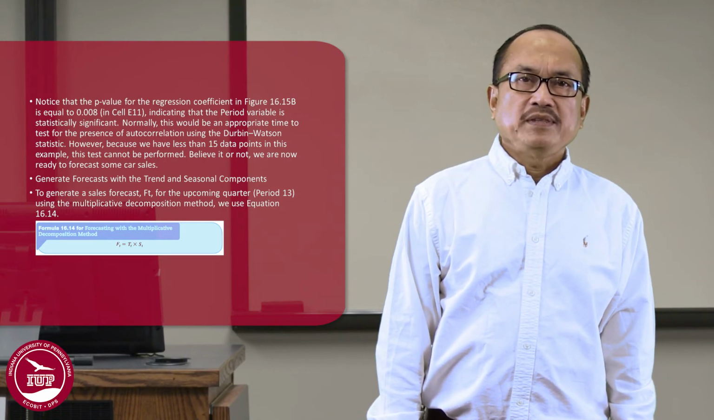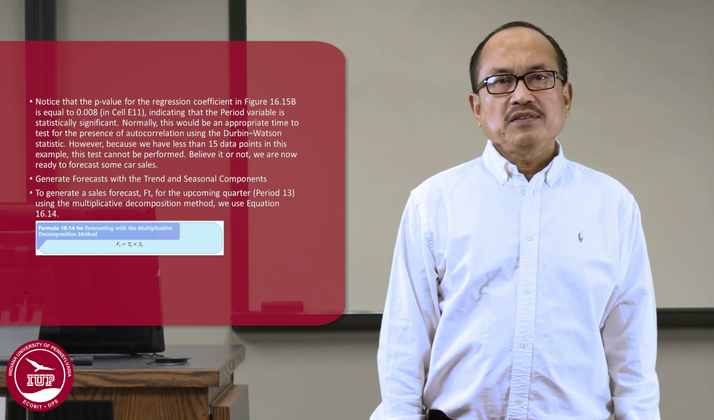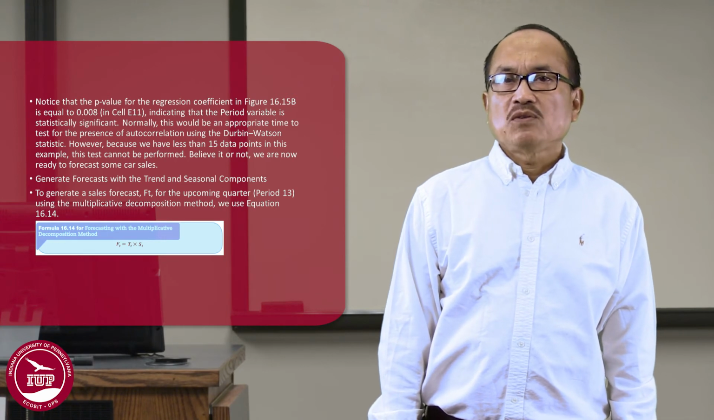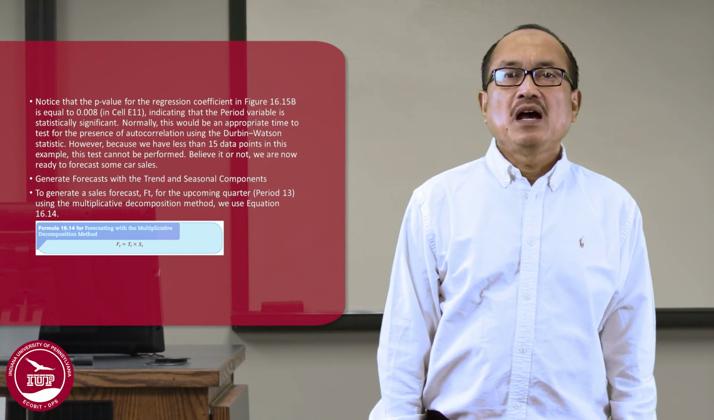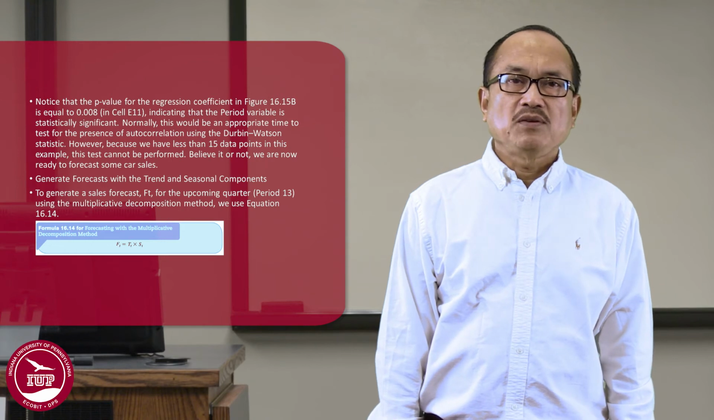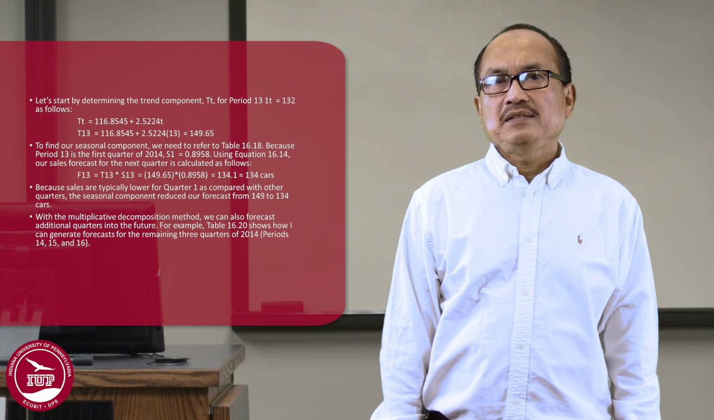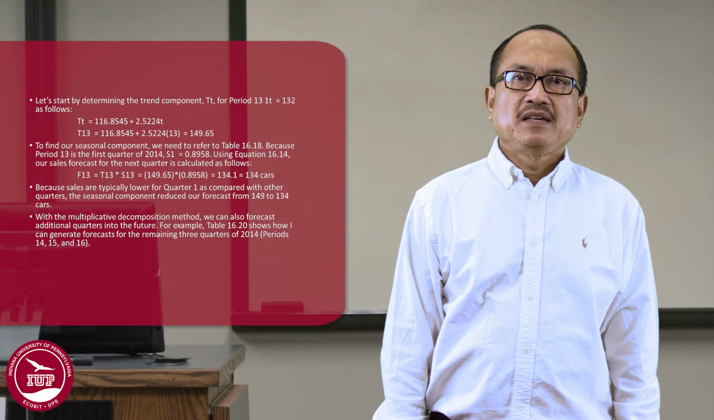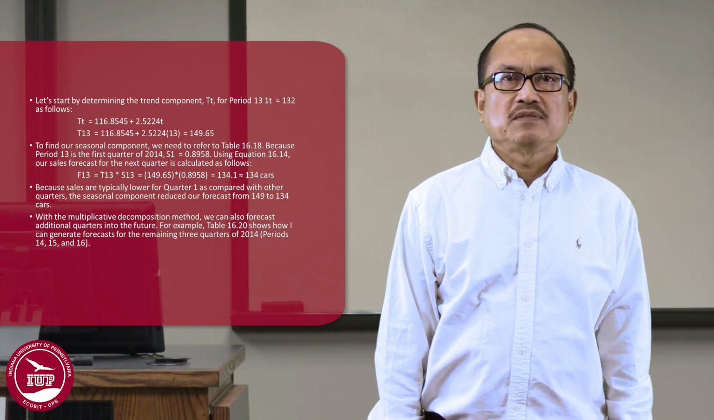Generate forecast with the trend and seasonal component. To generate sales forecast or FT for the upcoming quarter or period 13 using the multiplicative decomposition method, we use equation 16.14. Let's start by determining the trend component, TT, for period 13 as follows.